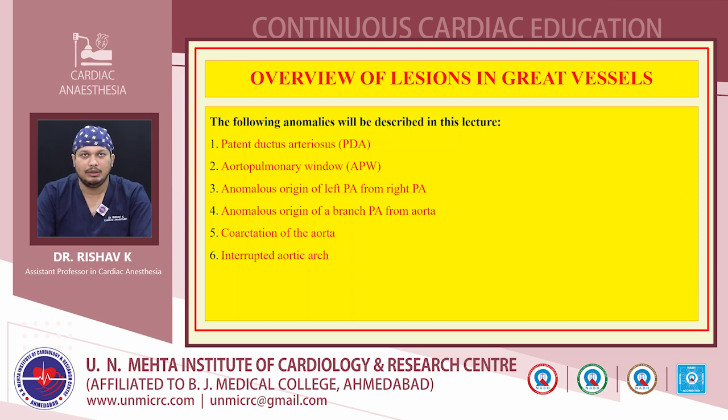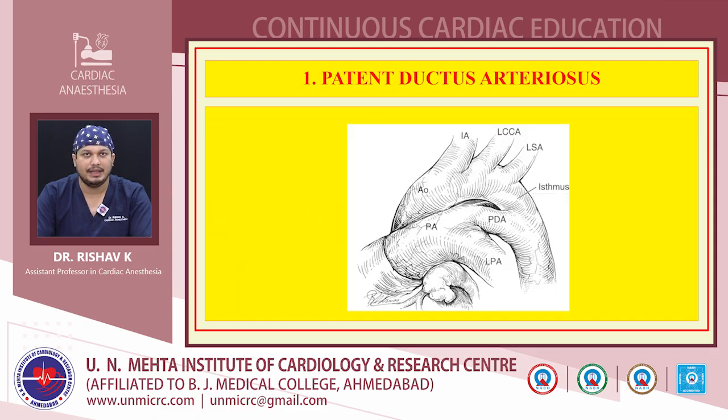Firstly, we'll be discussing a little bit about PDA, patent ductus arteriosus. Next, we'll be going into aortopulmonary window, and subsequently into coarctation of the aorta, and then we will go a little bit into some of the rarer anomalies like interrupted aortic arch, anomalous origin of the left pulmonary artery from the right pulmonary artery, and the anomalous origin of a branch pulmonary artery from the aorta.